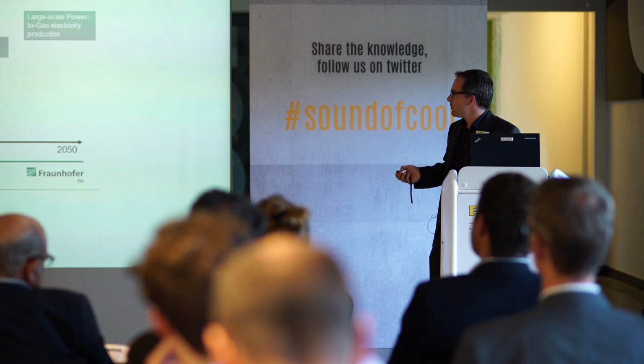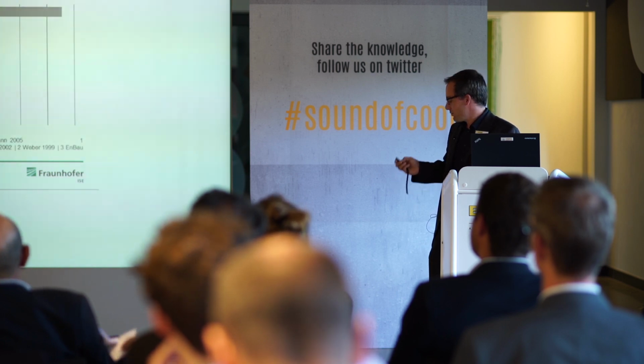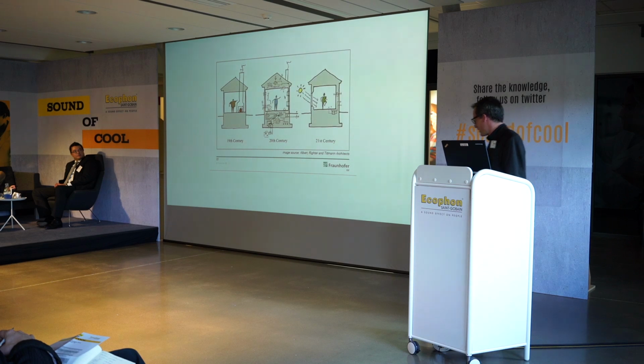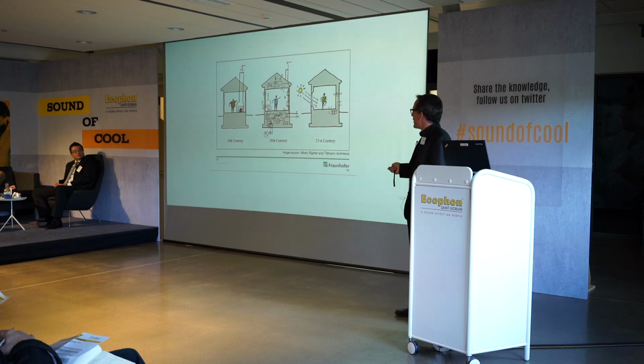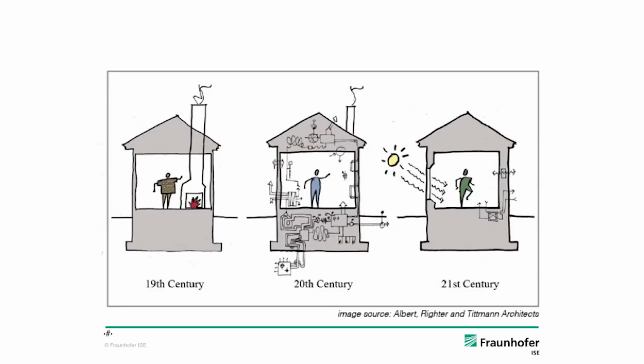Maybe one last slide, because I think it sums it up pretty well. When we look at how we built buildings in the past, it's basically very simple, just by burning something, and then we stuff more and more technology into them to make them somehow habitable. That's what we have to look at in the future: making simpler buildings, but putting more effort into planning and designing.